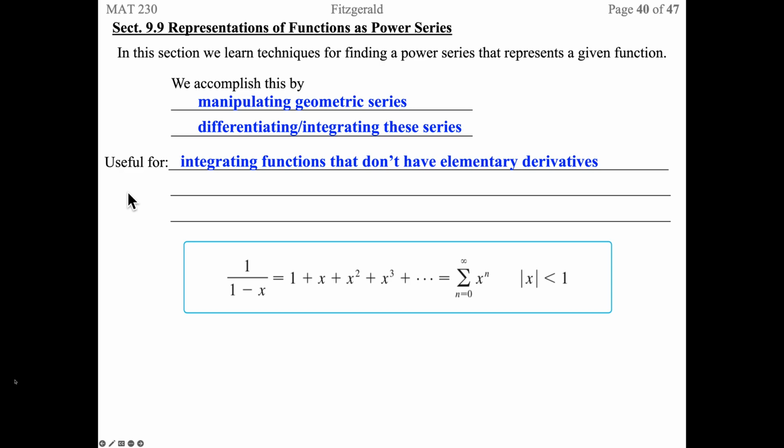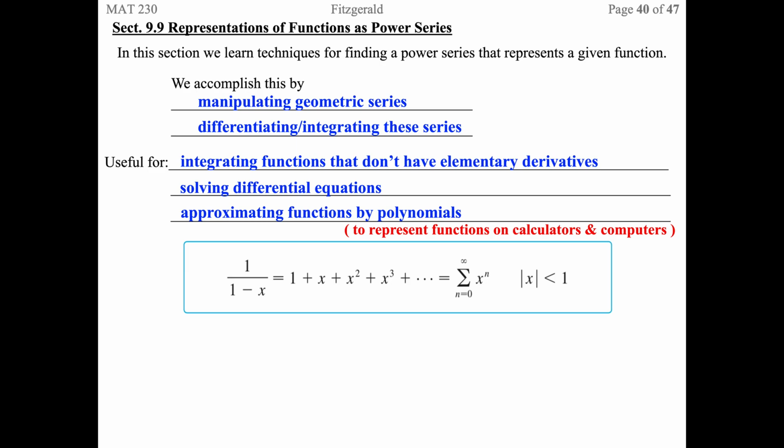These are useful for integrating functions that do not have elementary derivatives, solving differential equations, and approximating functions by polynomials, to represent functions on calculators and computers. That's where that's used a lot.